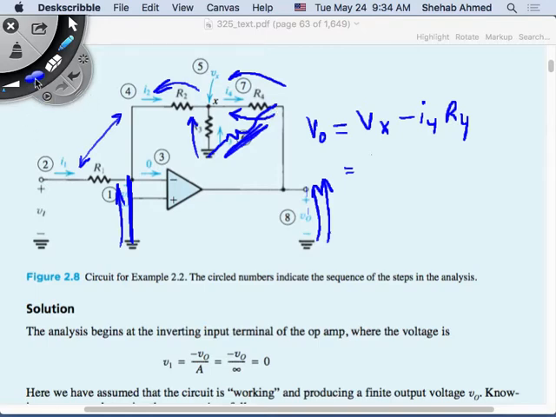Just this is one solution. But this is the easiest, because delta to Y has a lot of steps. Then how do you divide up the currents? I don't know. I have to convert.